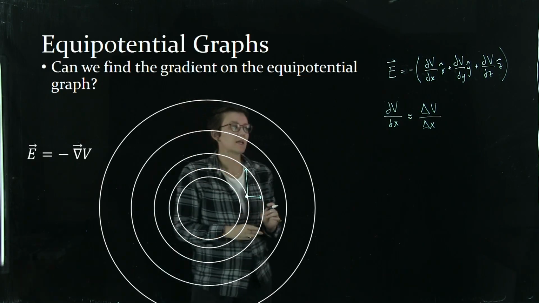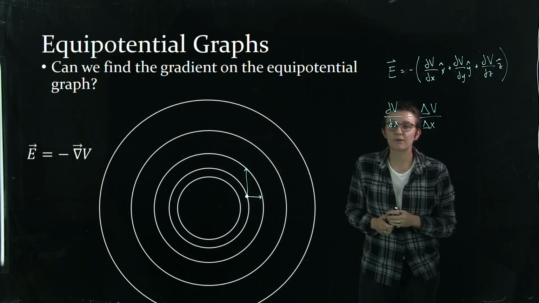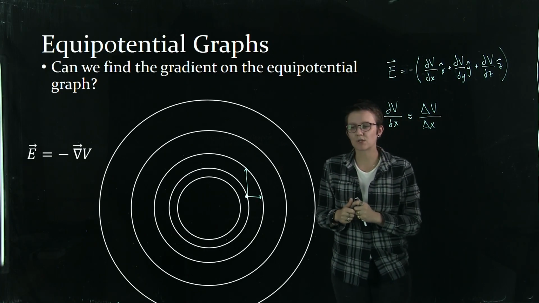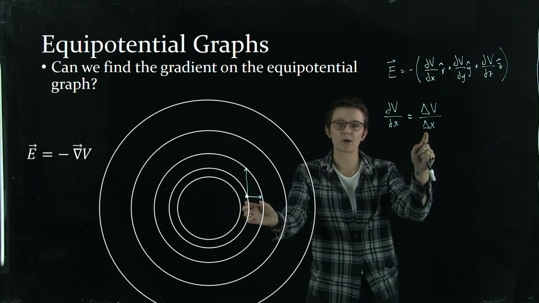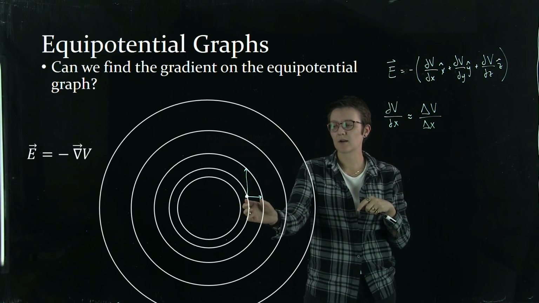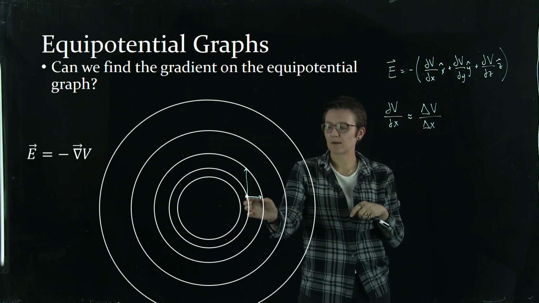So then if I'm thinking about my electric field components in the x and y direction, I might say that because my delta x here is smaller and this delta x shows up in the denominator, my delta y is bigger than my delta x.